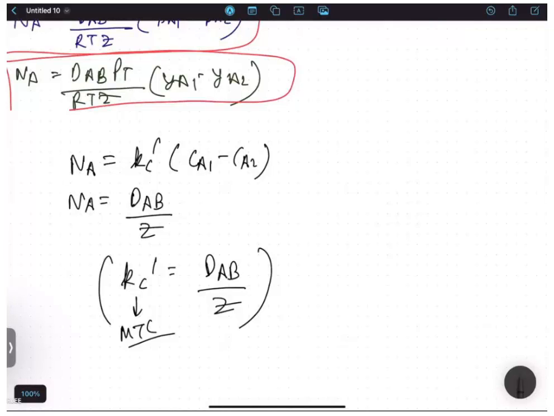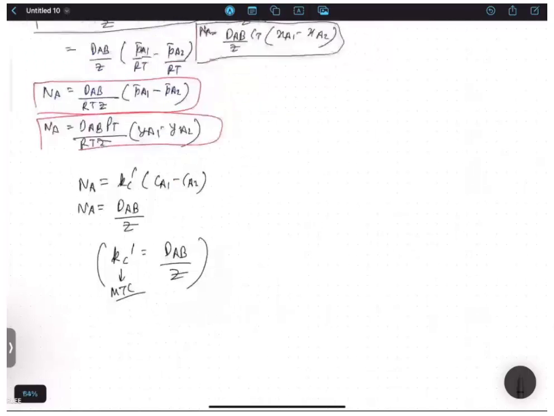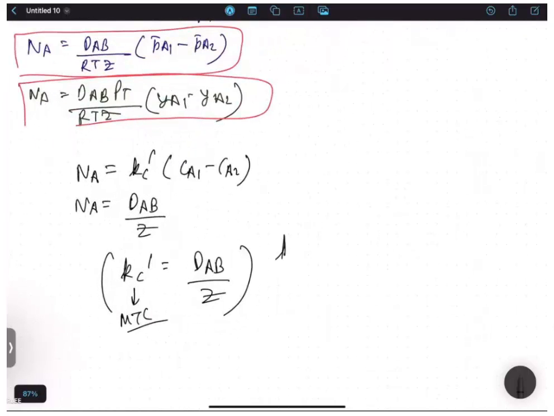Clear? This thing is clear, no? Till here I hope it is clear, it is very easy only, okay? These things are very easy. So till here I think it is clear. So like this you can derive it for your Kg dash, Ky dash, Kx dash. You can derive it for them also.